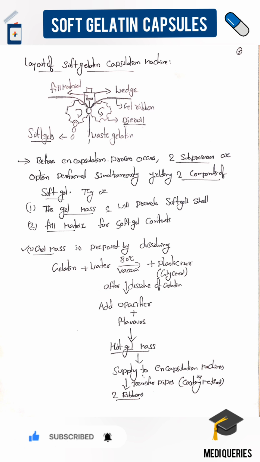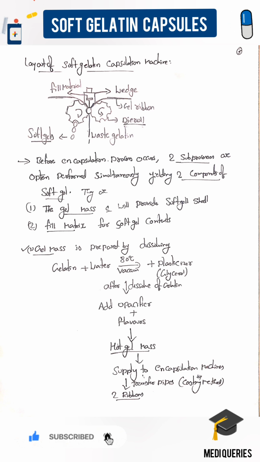The first process is gel mass preparation. In this, take gelatin and add water under vacuum at 80 degrees centigrade. To this, add plasticizers like glycerol. After the complete dissolution of the gelatin, add opacifiers and flavors, if any, to the content. Then we will get a hot gel mass.